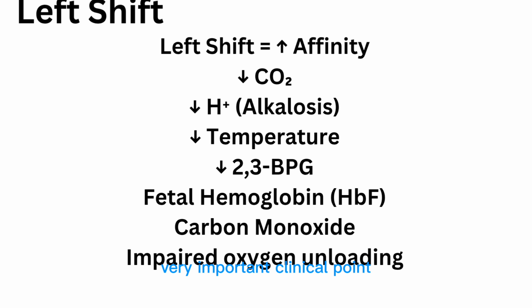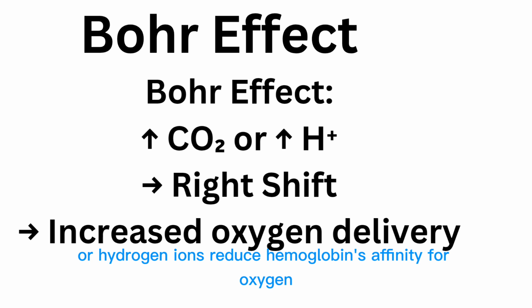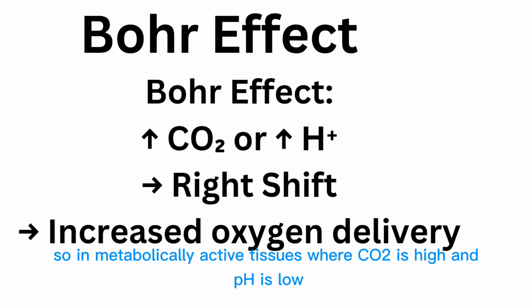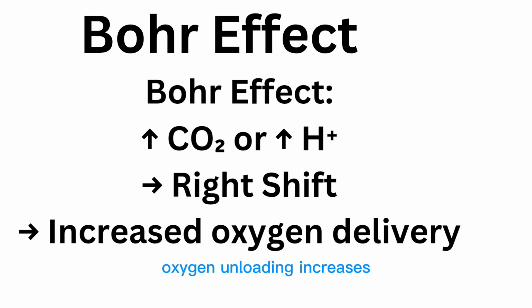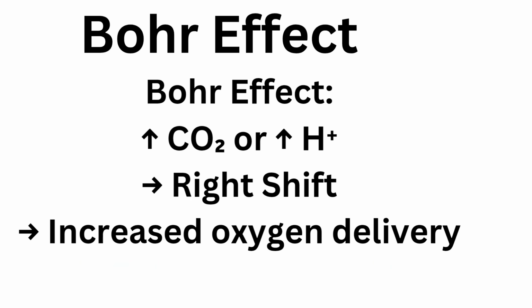Very important clinical point. The Bohr effect describes how increased carbon dioxide or hydrogen ions reduce hemoglobin's affinity for oxygen. This shifts the curve to the right. So in metabolically active tissues, where CO2 is high and pH is low, oxygen unloading increases. This ensures oxygen goes where it is most needed.